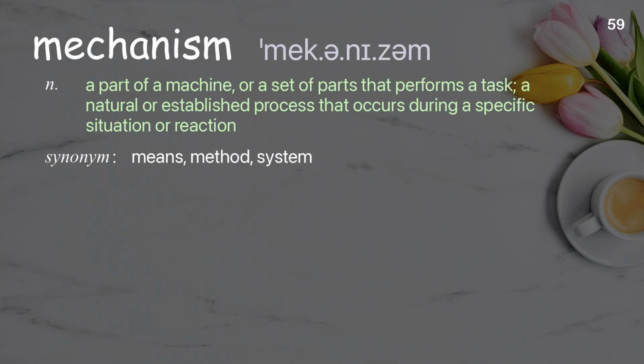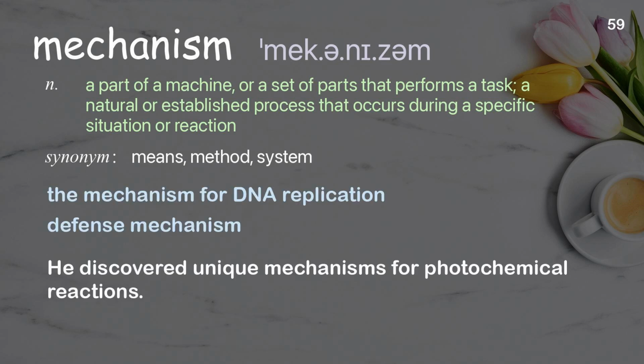Mechanism. A part of a machine, or a set of parts that performs a task, a natural or established process that occurs during a specific situation or reaction. Examples: the mechanism for DNA replication, defense mechanism. He discovered unique mechanisms for photochemical reactions.